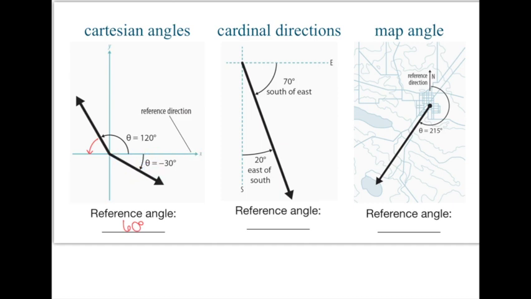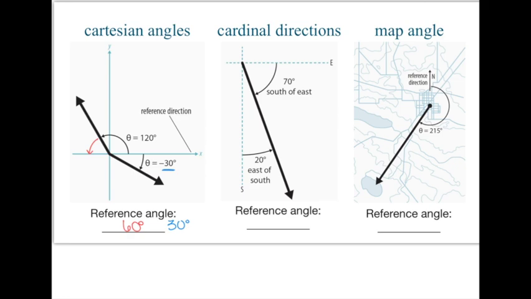So my reference angle for the negative 30 is just 30 degrees. The reason you're going to want to know this is when we start doing the trig functions of my angles, you're going to want to use your reference angles so that you can do some vector addition and keep up with it.